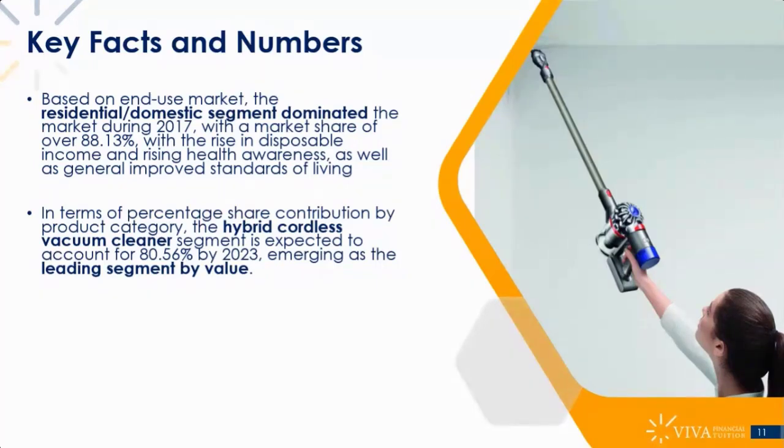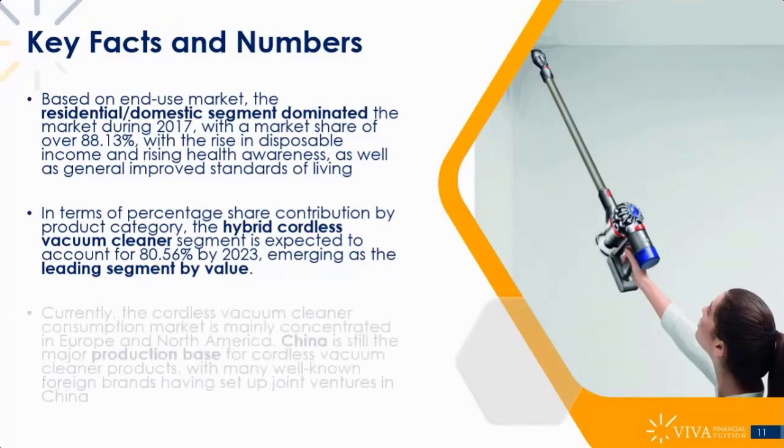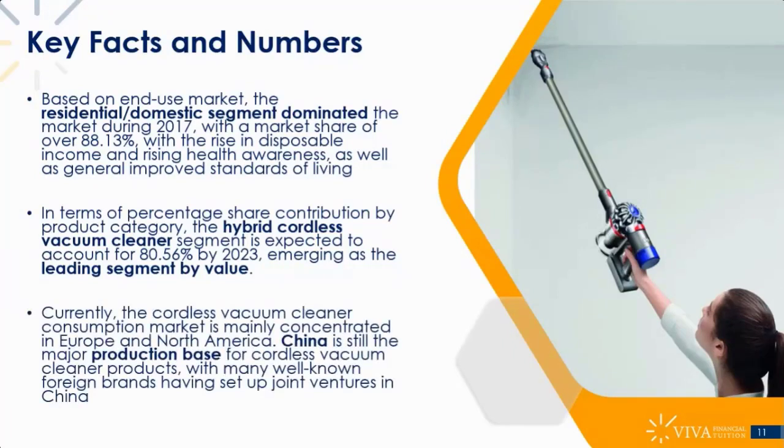And so that is the big mover here, and you can see the projection there, 80% of the market by 2023. That is a very significant share, and of course that's something that needs to be borne in mind by anyone producing and manufacturing in this segment. Currently, the cordless vacuum cleaner consumption market is mainly concentrated in Europe and North America. China is still the major production base.